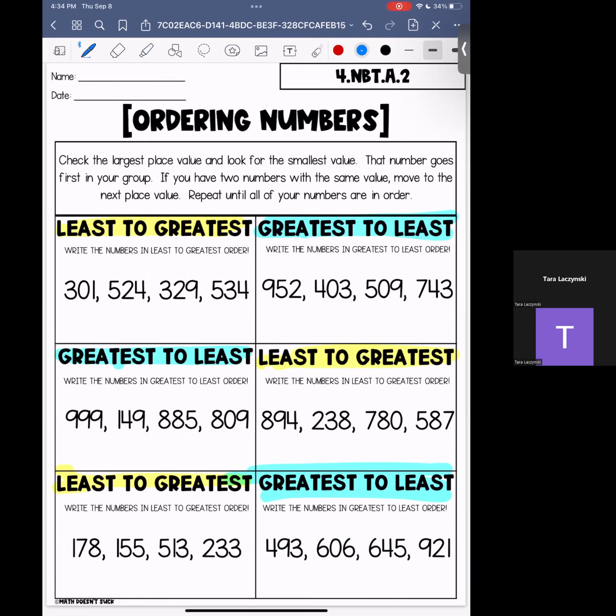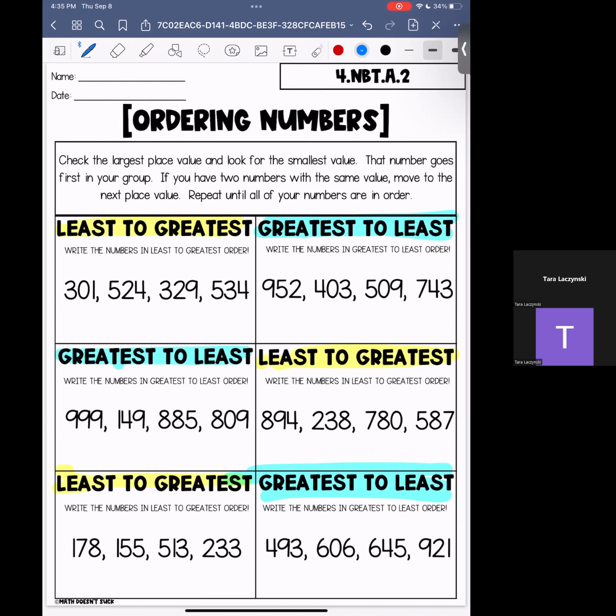So we're going to take a look at our numbers. We're always going to start with the greatest value. For this one, we want least to greatest. So we have some options. We can start with the smallest value and work our way up, or we can number them with the greatest value and put them in order last. I'm going to choose to do the smallest value first.